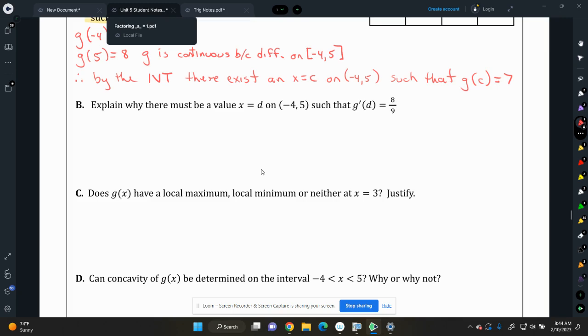So in order to show this, what do I have to do with my mean value theorem? The instantaneous rate of change is going to be equal to what? The average rate of change. So we need to find the average rate of change. So I'm going to say g prime of d, right? The instantaneous rate of change is going to be equal to the average rate of change. So we're going to do g of 5 minus g of -4 over 5 minus -4.